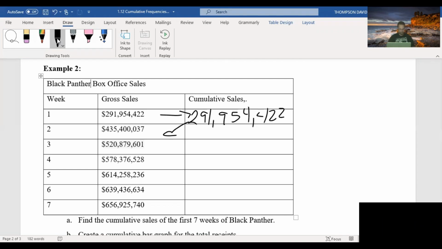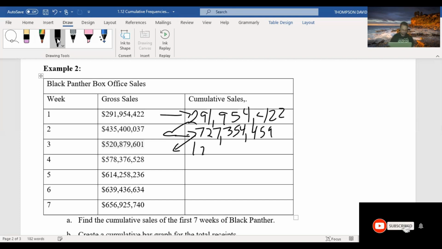So it'll be 291,954,422 plus 435,400,037. So within the first 2 weeks, the movie made 727,354,459. By the way, this is the United States, not worldwide. Then you just keep on adding, plus 520,879,601.